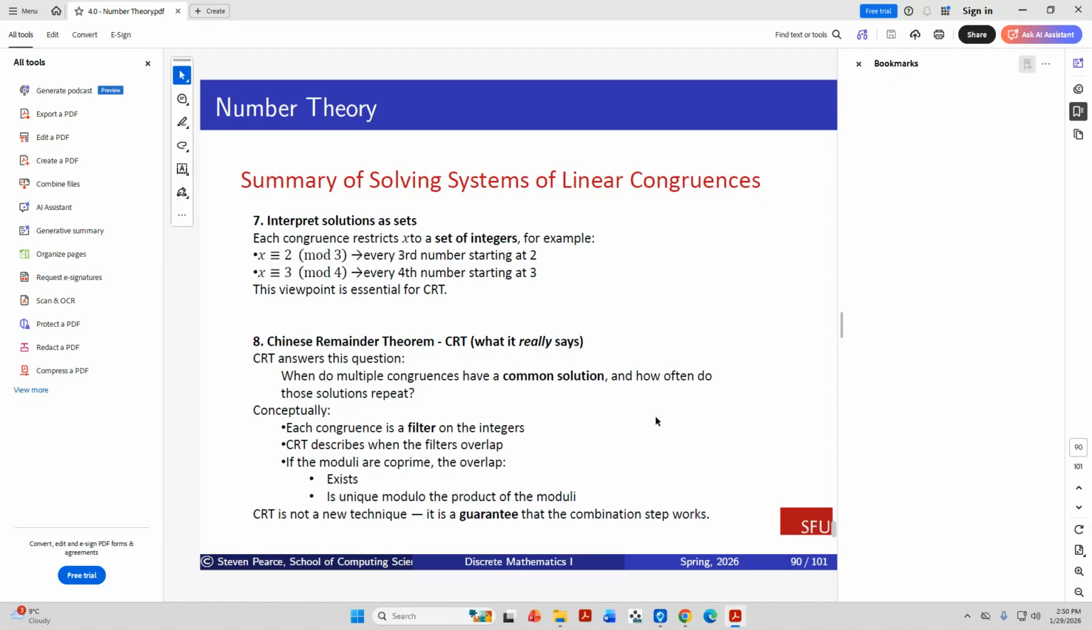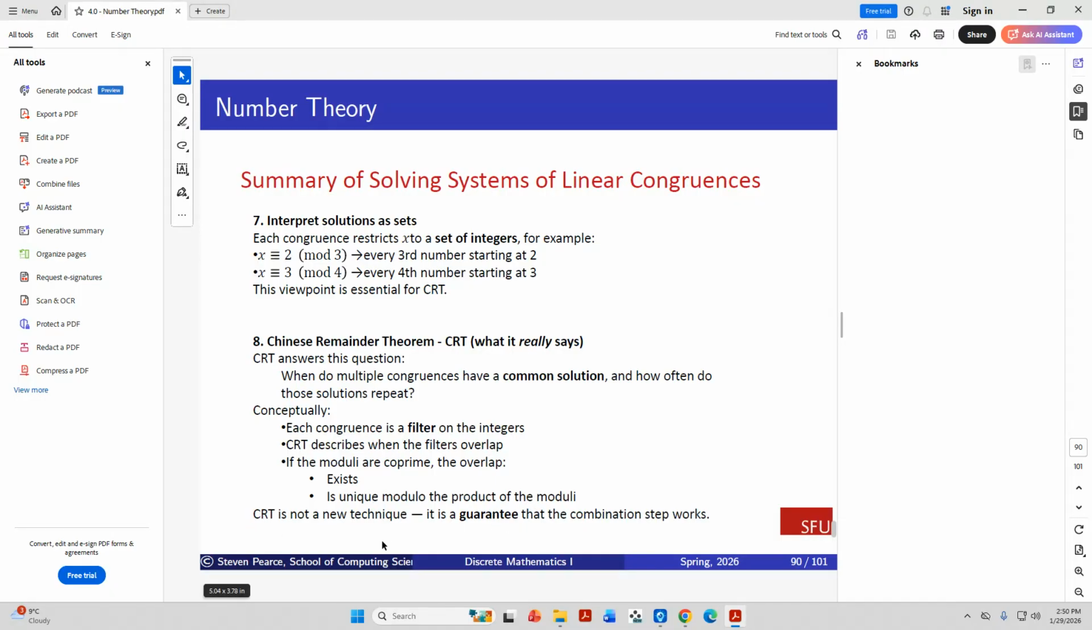Interpret solutions as sets. Each congruence restricts X to a set of integers. So for example, we got that system and the Chinese remainder theorem. When do multiple congruences have a common solution? How often do those solutions repeat? Conceptually, each congruence is a filter on the integers. The Chinese remainder theorem describes when the filters overlap. If the moduli are coprime, the overlap exists and is unique modulo the product of the moduli. Again, I just don't know what this is saying.